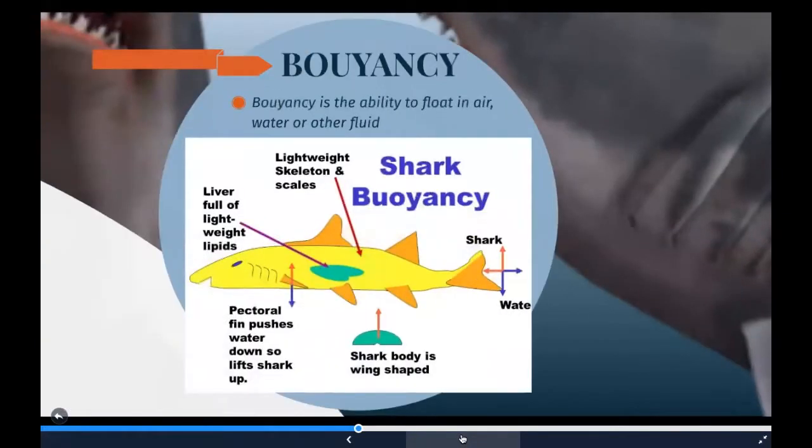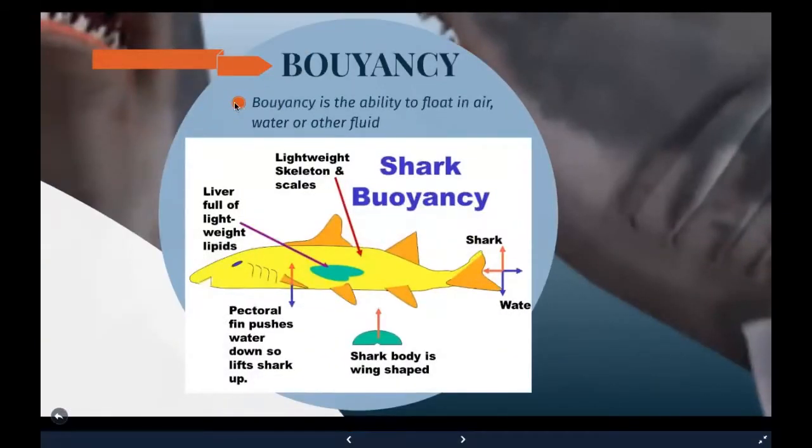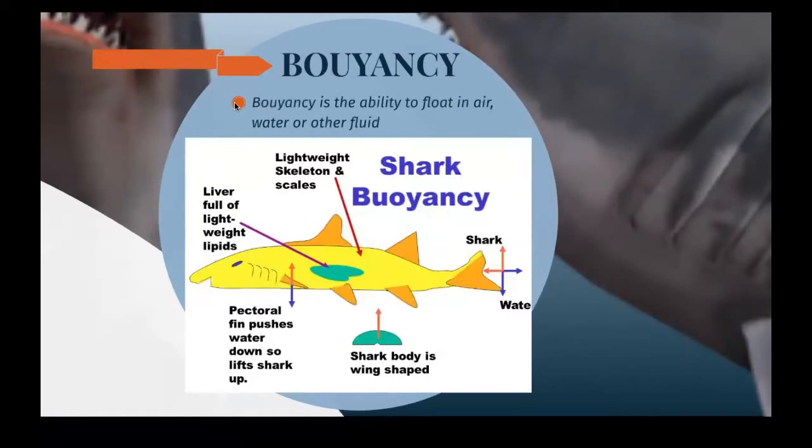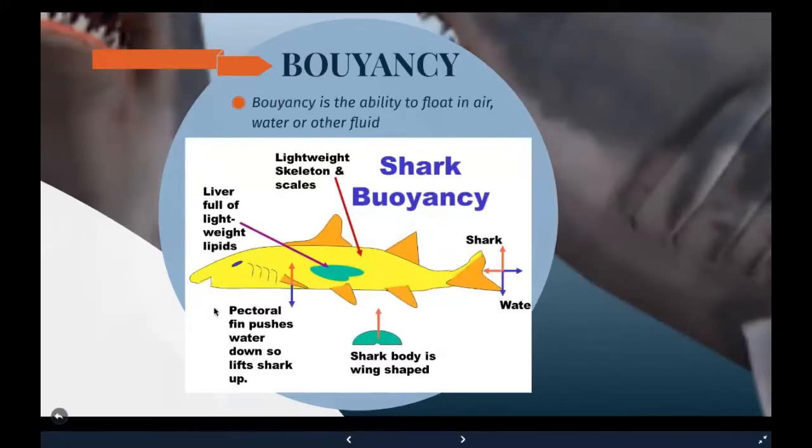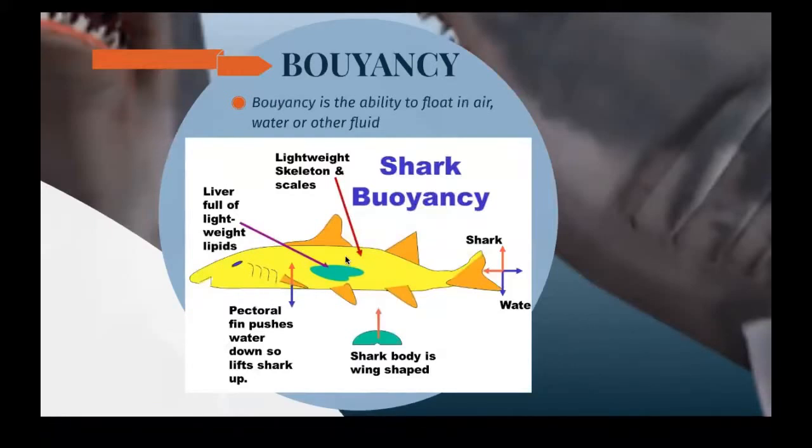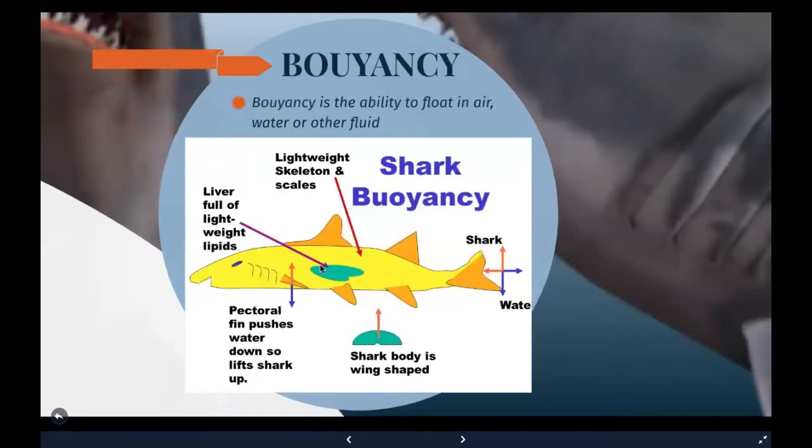Let's talk about shark buoyancy. So first of all, what is buoyancy? It's the ability to float in air, water, or other fluid. And in this case, sharks need to float in water. So here are the physical attributes of sharks that contribute to their buoyancy. So they're lightweight cartilaginous skeletons, and their scales, the dermal denticles, aid them in moving swiftly through the water. The lightweight cartilaginous skeleton is pretty amazing in helping to keep it afloat.